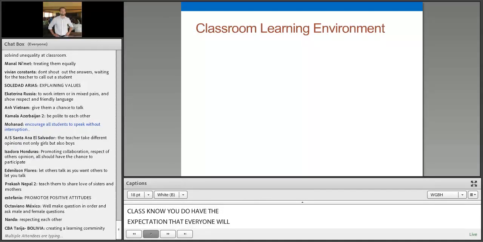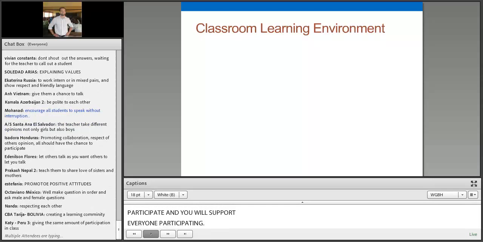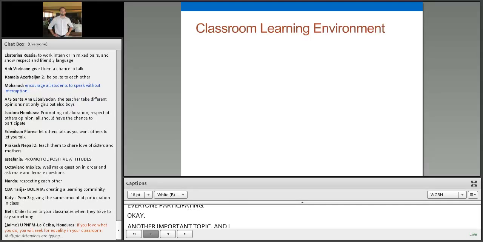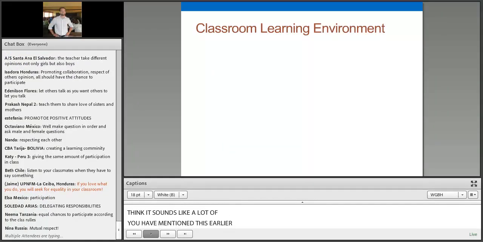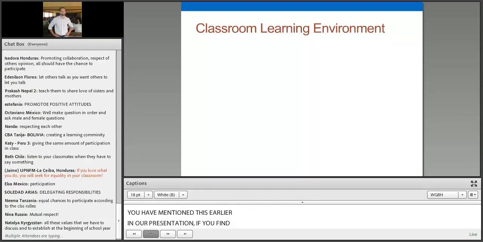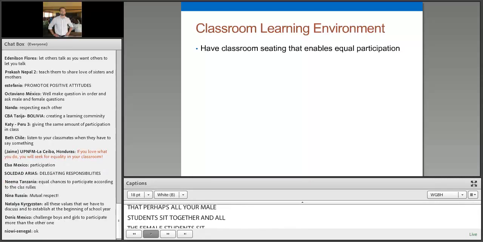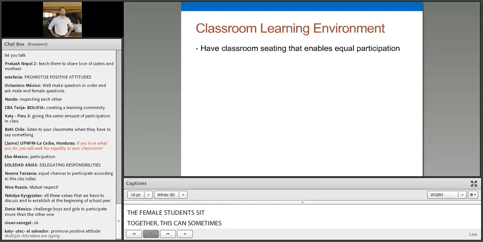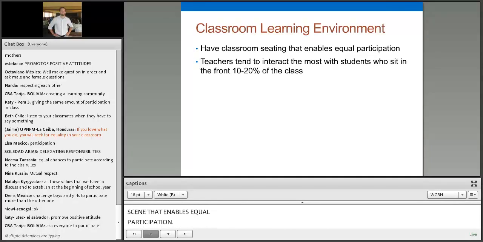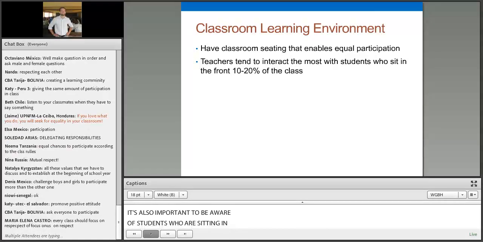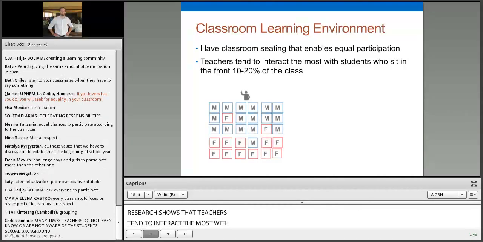Okay. Another important topic, and I think it sounds like a lot of you have mentioned this earlier in our presentation. If you find that perhaps all your male students sit together and all the female students sit together, this can sometimes affect participation of students. So make sure to have a classroom seating that enables equal participation. It's also important to be aware of students who are sitting in the back of the class. Research shows that teachers tend to interact the most with students who sit in the front 10 to 20% of the class.